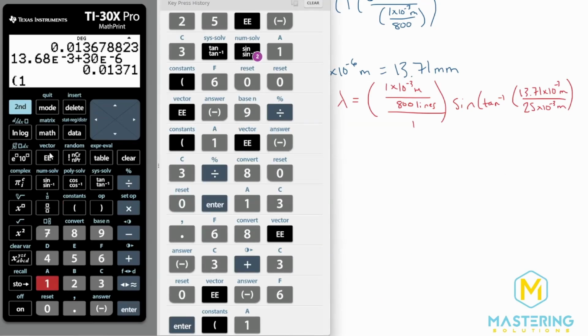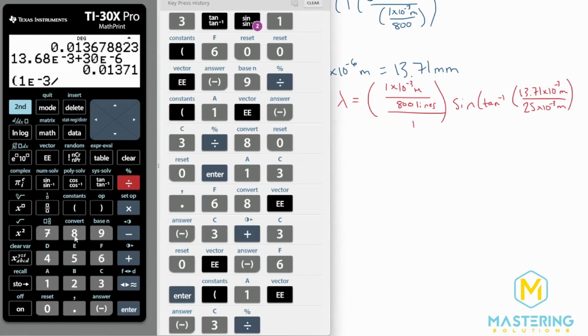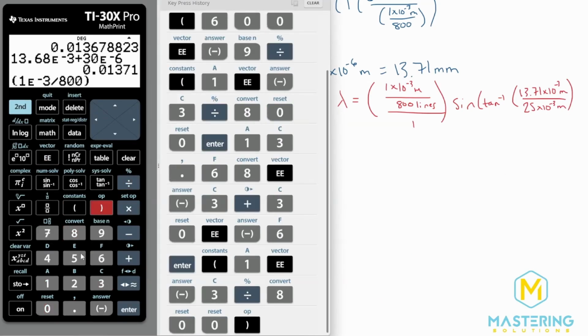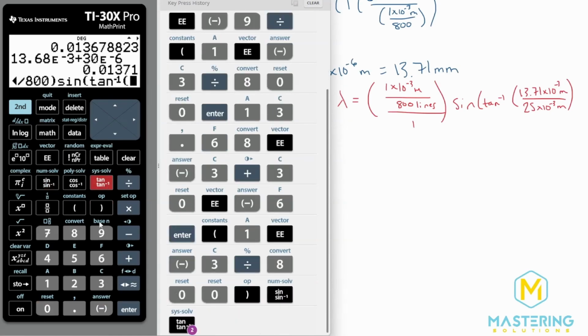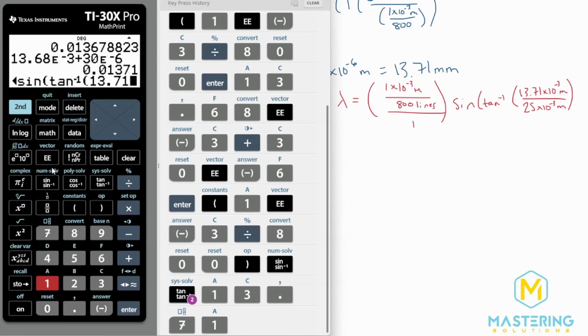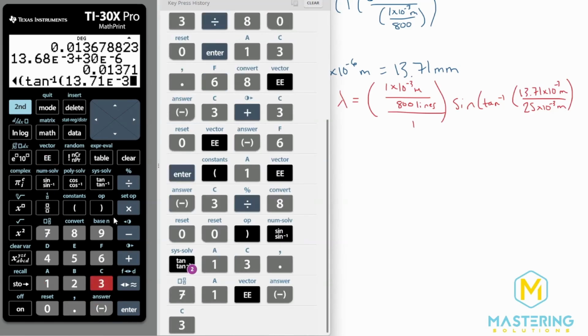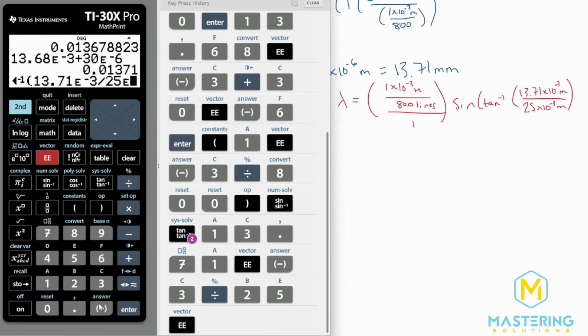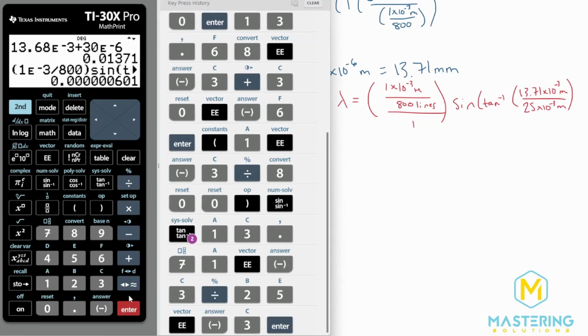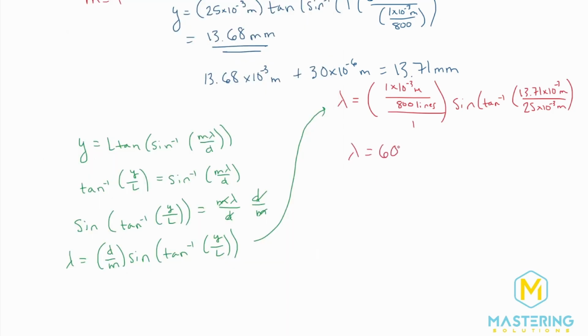So we have 1 times 10 to the negative 3 divided by 800, that's over 1. And we'll take the sine inverse tangent of 13.71 times 10 to the negative 3. That is divided by 25 times 10 to the negative 3 as well. So our answer is 1, 2, 3, 4, 5, 6, 7, 8, 9. So lambda is 601 nanometers.